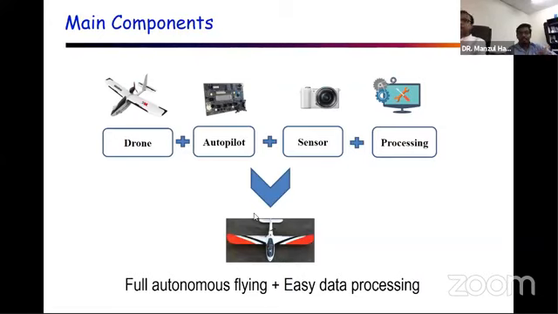For the sensors, we can integrate either an RGB sensor, which we are using right now, or a multispectral camera. All the data coming from the drone will be geotagged images or geotagged data. That will be processed in specific software, which we call photogrammetric software, and we can get the products. Next slide.